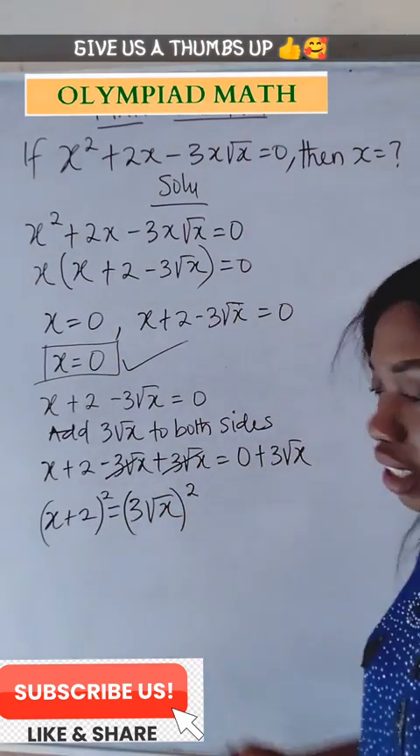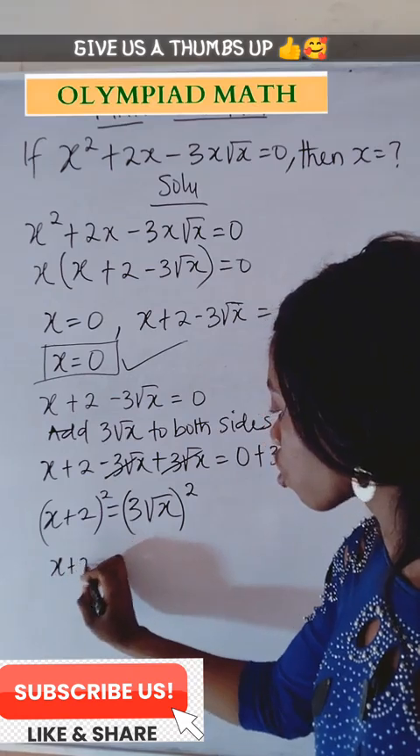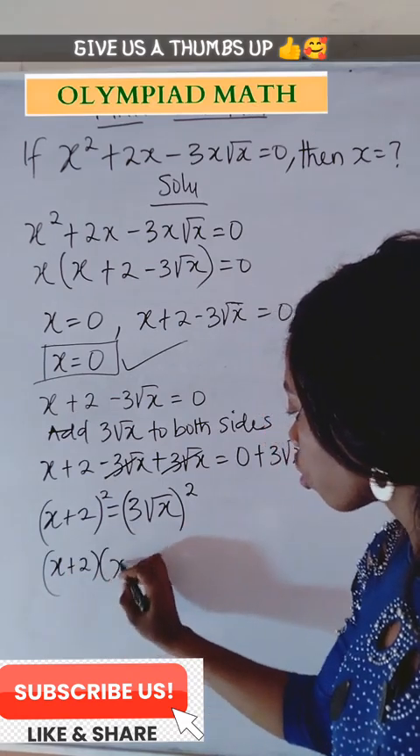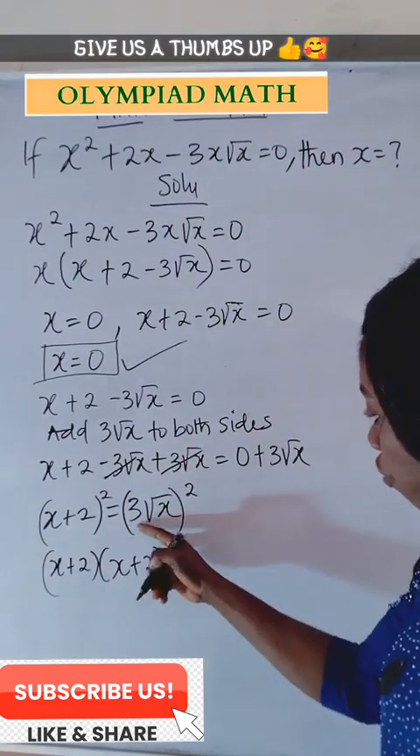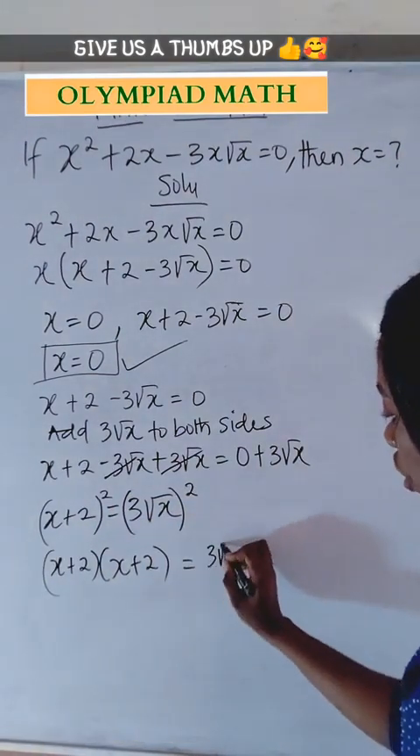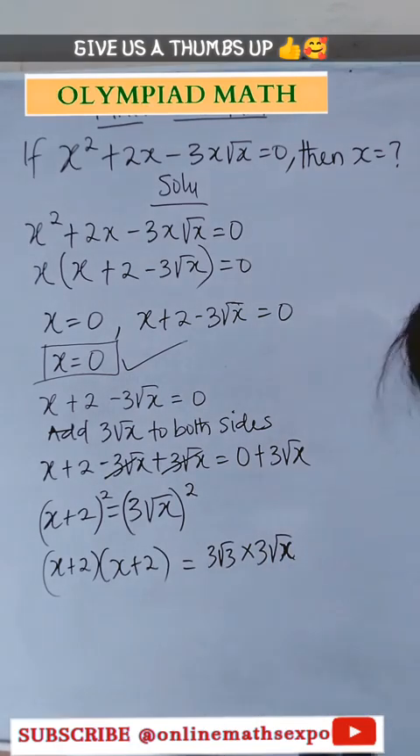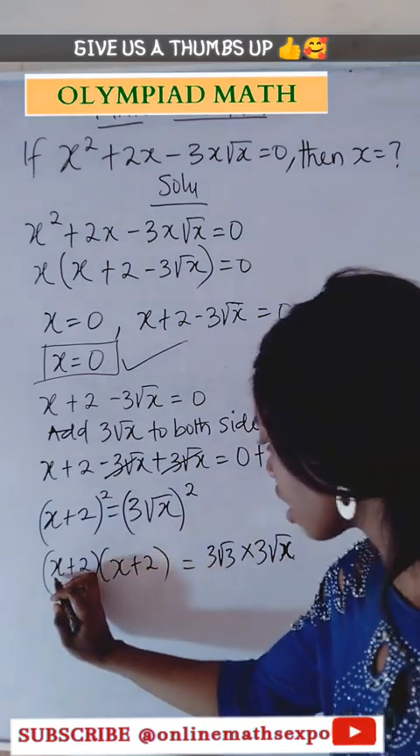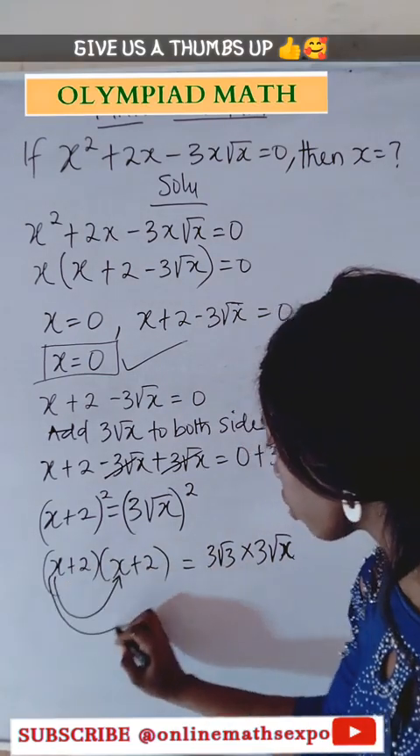So we're going to expand this. Remember, this to the power of 2 means that x plus 2 is going to be 2. That is what it means, okay? Is equal to, for this means that 3 root x is also going to be 2. So let's expand it. This we expand with x and also expand with this.